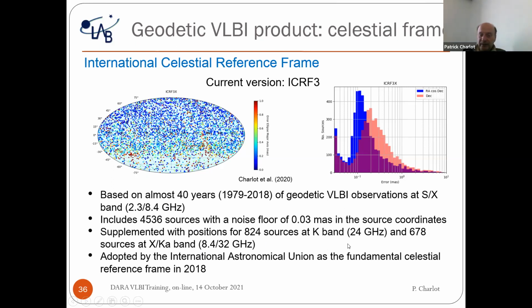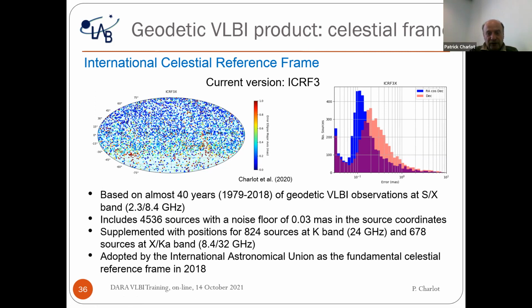One was made at K-band, so 24 gigahertz, and includes 800 sources. Another was observed at even higher frequencies, 32 gigahertz, actually a combination of X and Ka band, 32 and 8 gigahertz. And this one also has about 700 sources. This is the official frame that people must use, so that everybody works in the same system. This frame was adopted by the International Astronomical Union a few years ago, in 2018.